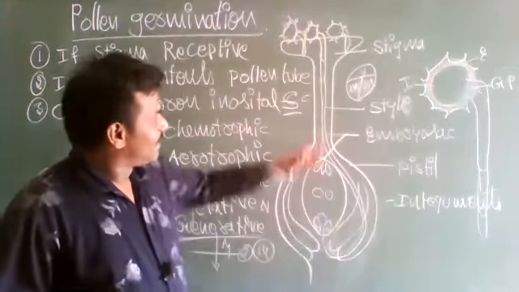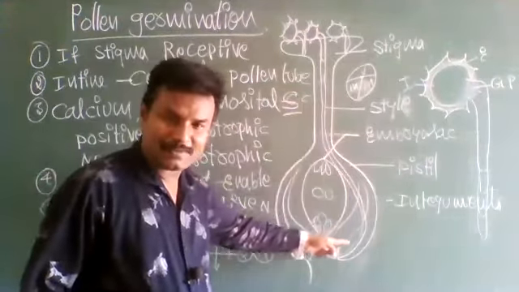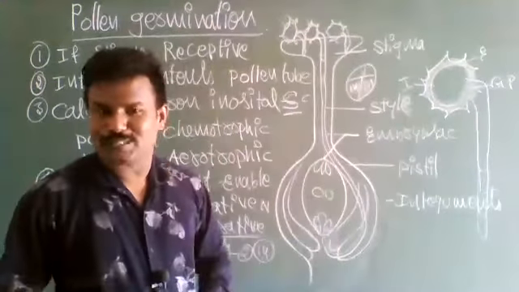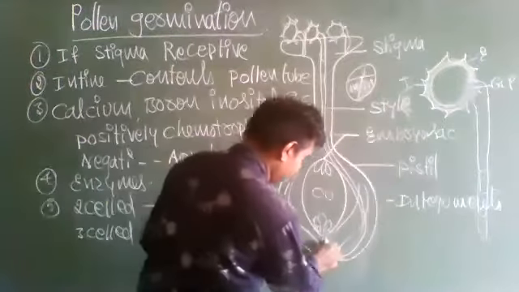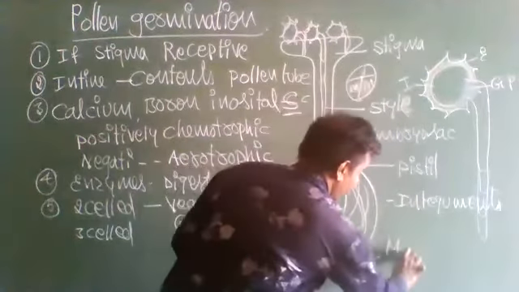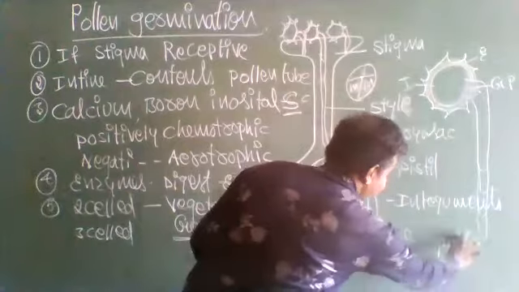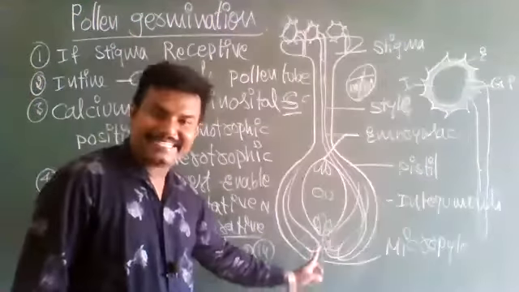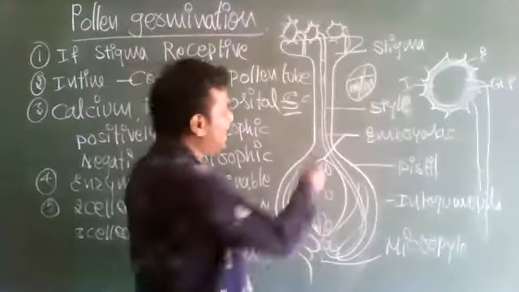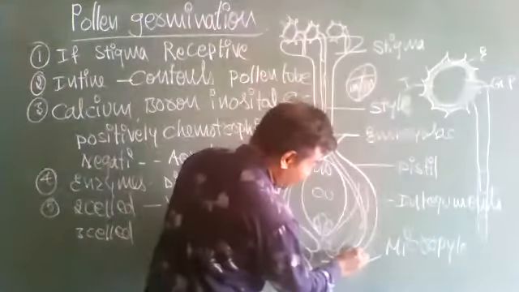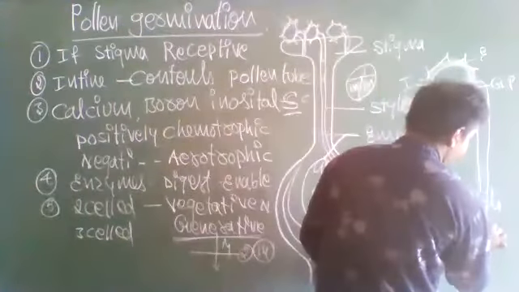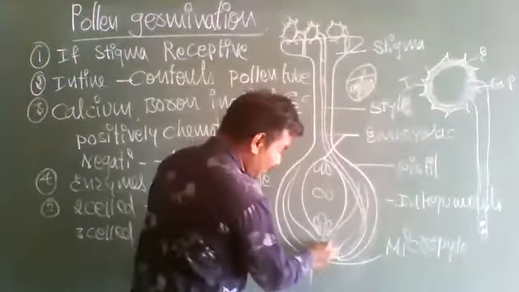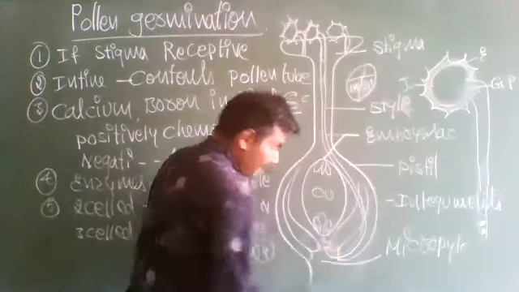The pollen tube growth continuously takes place and it reaches the ovule through a small pore. That pore is called the micropyle. Through the micropyle, the pollen tube enters the ovule. So automatically, two male gametes also reach here. Two male gametes will be there.